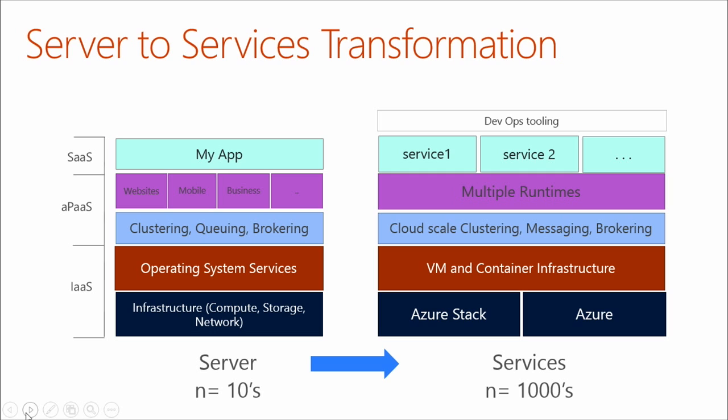So we are going through a transformation where applications were built for servers, right? Physical servers. And that's a full stack server that you see in the slide, with infrastructure, compute, storage, and networking. And then you have operating system services, Windows or Linux. And then you do a bunch of clustering, queuing, and brokering options if you use multiple servers. And your application layers on top of it, right? And typically, the scale of this set of applications, you're running on tens of servers, right? Sometimes a little larger, but typically it's around tens of servers.